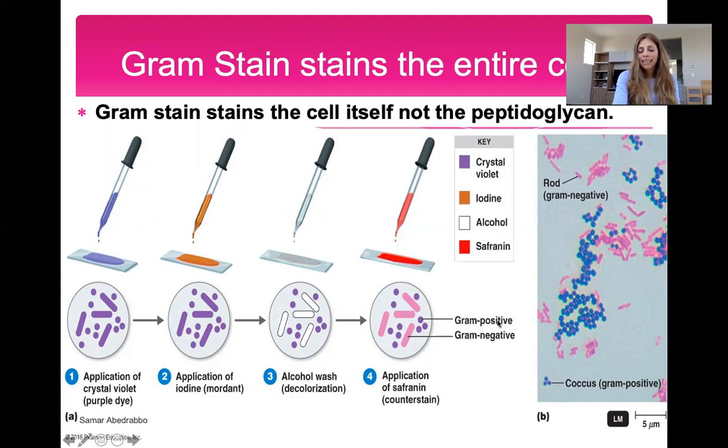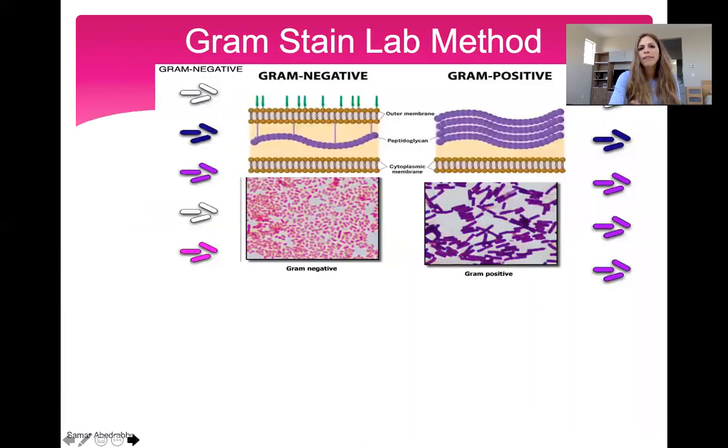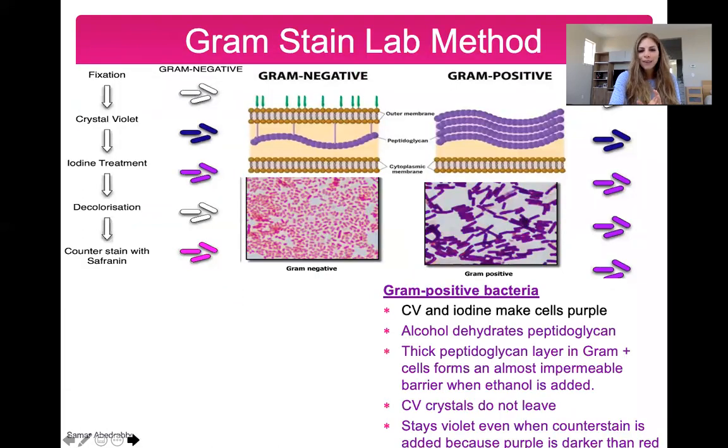Gram-positive bacteria, because they have a thick peptidoglycan layer, really hold on to the primary crystal violet stain. And then gram-negative bacteria, it washes off easily and they take on the secondary stain, which is safranin, which is red. And I have a lot of slides on this, so we're going to cover this again.